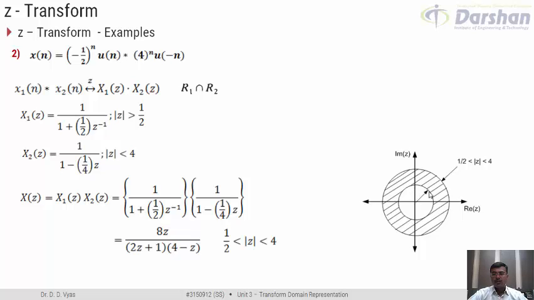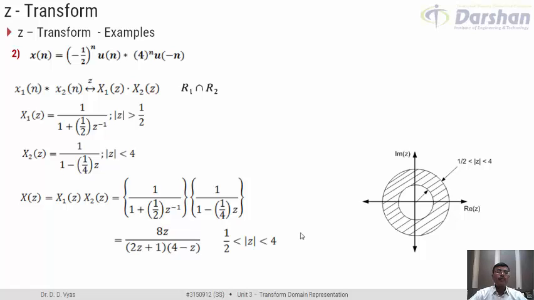The first ROC is mod z greater than 1 by 2, so it is outside this inner circle. And the second ROC is mod z less than 4, which means that it is inside this outer circle. Mod z greater than 1 by 2 is outside this inner circle, and mod z less than 4 is inside this outer circle. And hence, the common area would be 1 by 2 less than mod z less than 4. If we want to simplify, we can simplify this expression by taking the LCM. This would give us some expression like this.